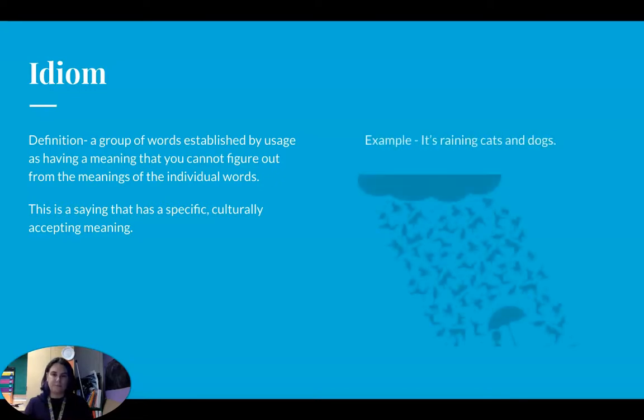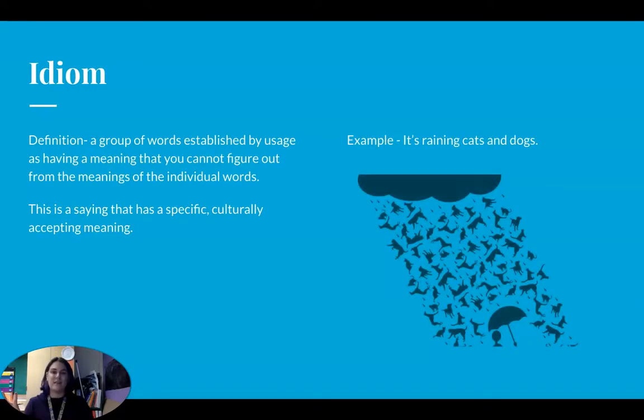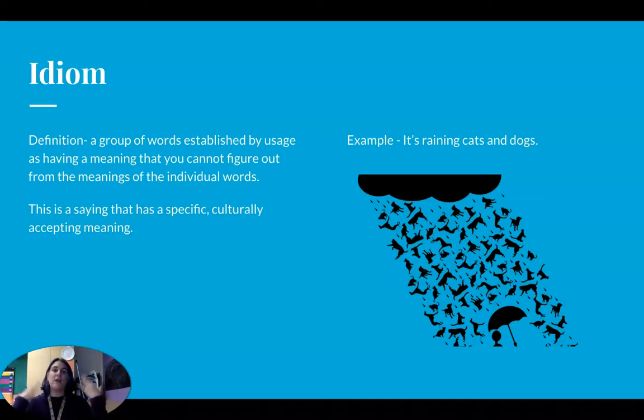For example, it's raining cats and dogs. Now, we know it is not literally raining cats and dogs from the sky, but we as a society use it to mean it's raining really, really heavy. Like it feels like these animals are dropping because it's heavy rain. So if a person learning English were to hear that, they'd be like, wait, what? But we know what it means. That's what an idiom is.